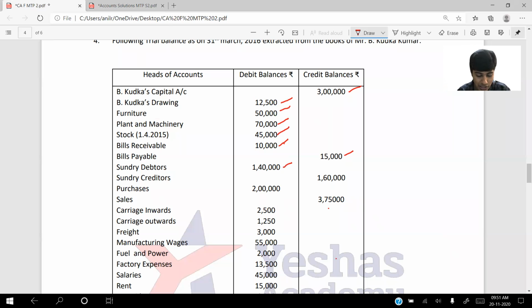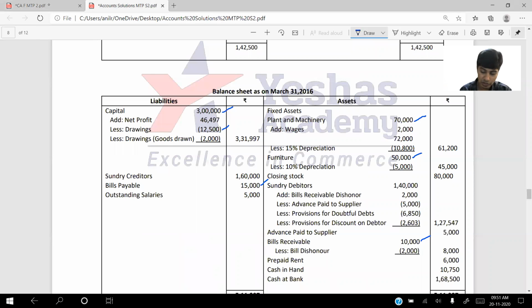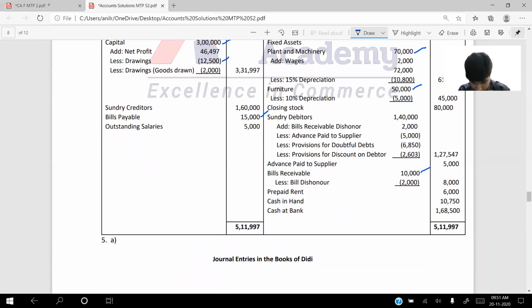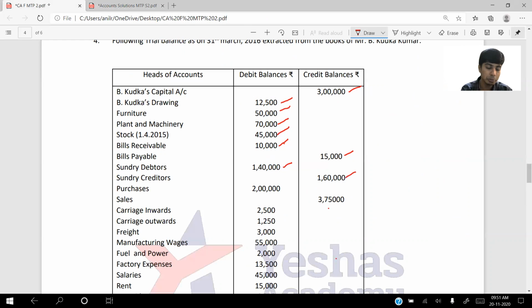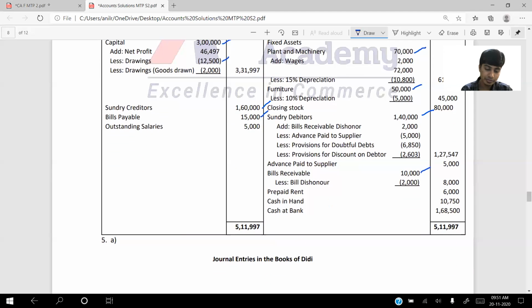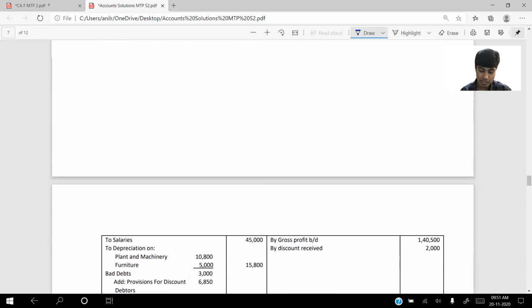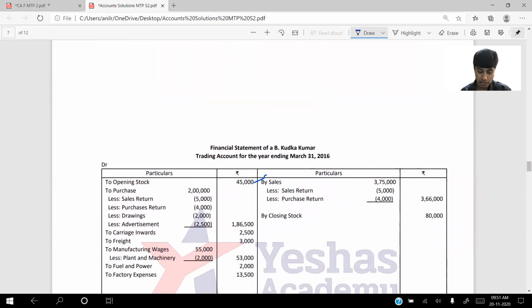Sundry debtors 1,40,000, sundry creditors 1,60,000. Debtors are an asset, balance sheet asset. Creditors are a liability, balance sheet liability. Have a look. Debtors 1,40,000, creditors 1,60,000. Perfect. Then what else do we have? Purchases 2 lakh, sales 3,25,000. Purchases trading account debit, sales trading account credit. Purchases trading account debit 2 lakh, sales trading account credit 3,75,000. Done.